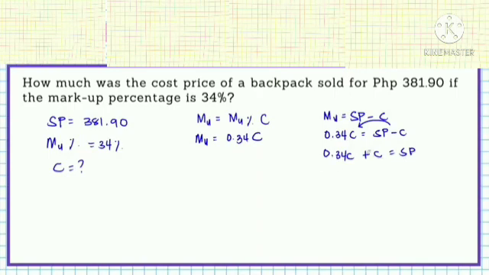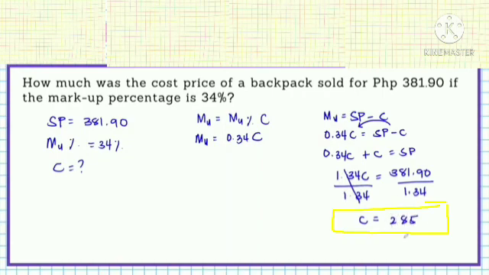Since these are common terms because they both have the same variable, which is C, we can add them together. So 0.34C plus C is 1.34C. And then we have the selling price, which is 381.90. Dividing both sides by 1.34, we can cancel this 1.34. Then C is equal to 285 pesos. So the cost of the backpack is 285 pesos.